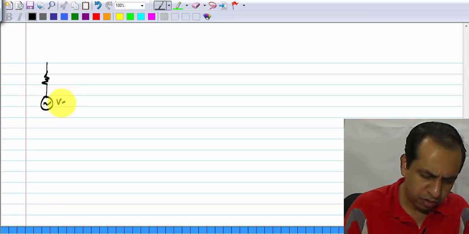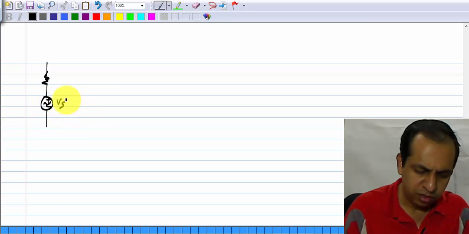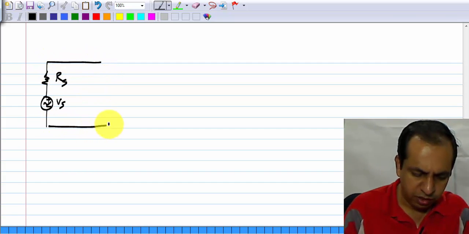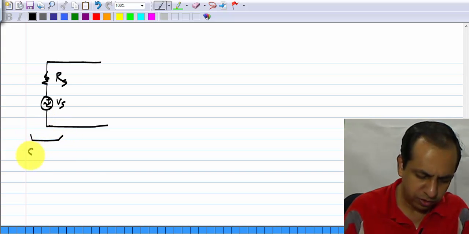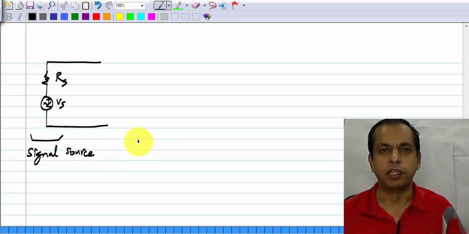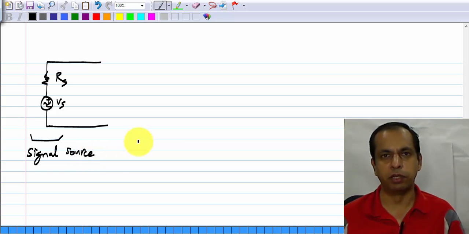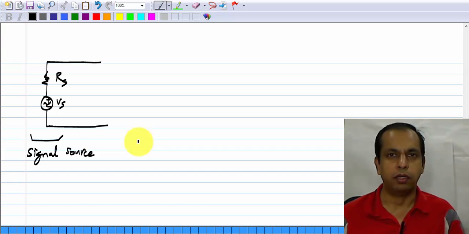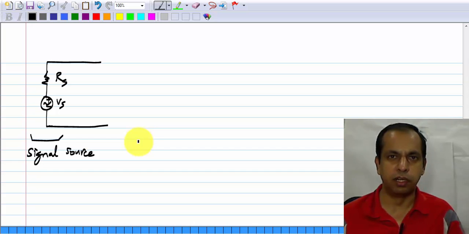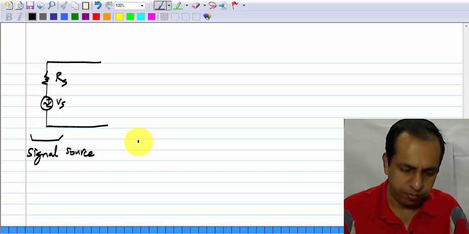So we will now assume that we have a signal source Vs with a resistance Rs. This is the representation of any source. Signals can come from some sensors, let's say the microphone into which I am speaking, or from some other stage, let's say another amplifier's output, or it can be anything. The bottom line is it always can be in general represented by a voltage source in series with a resistance.